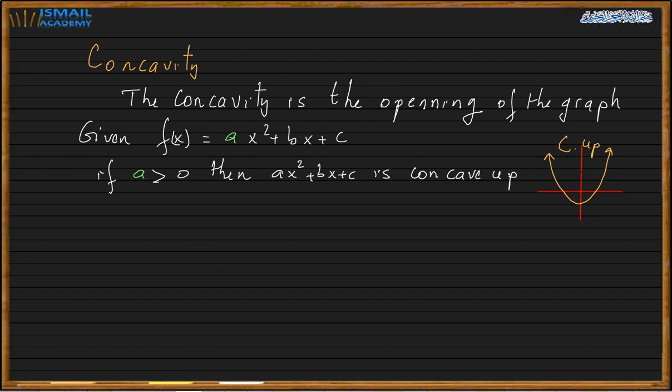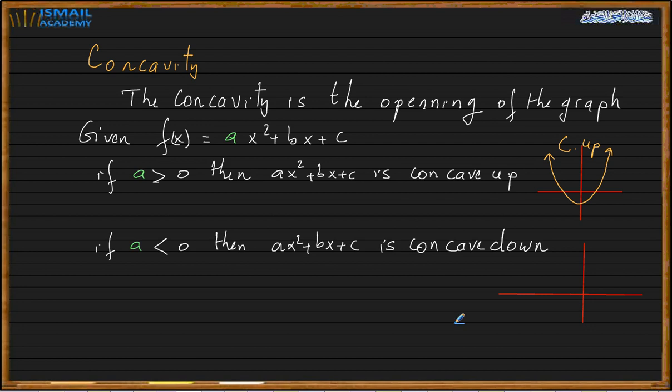And if a is less than 0, then the graph is concave down. Then ax squared plus bx plus c is concave down. So it's going to look like this. So concave down. So this is about the concavity.